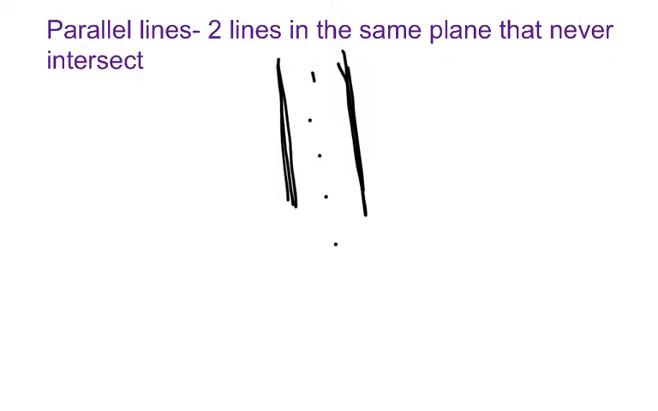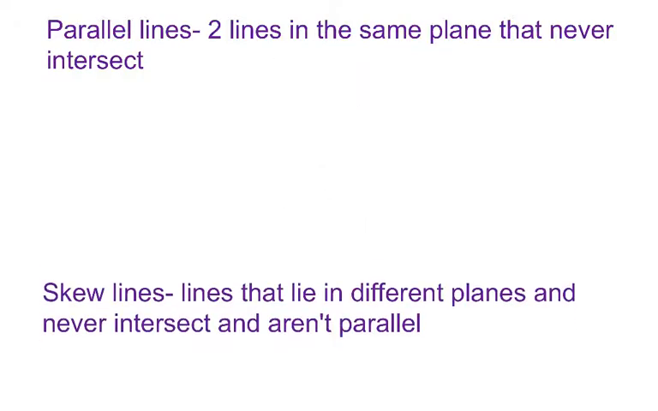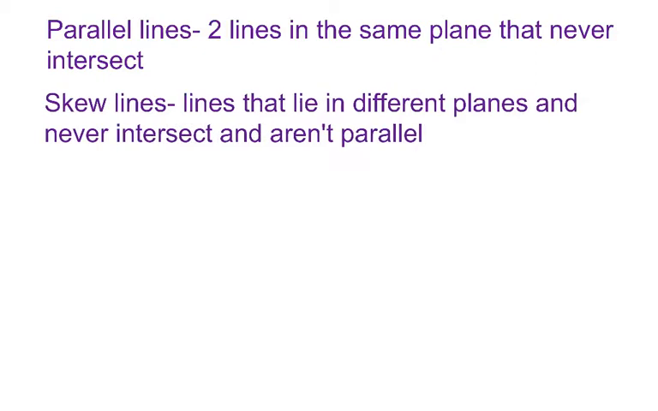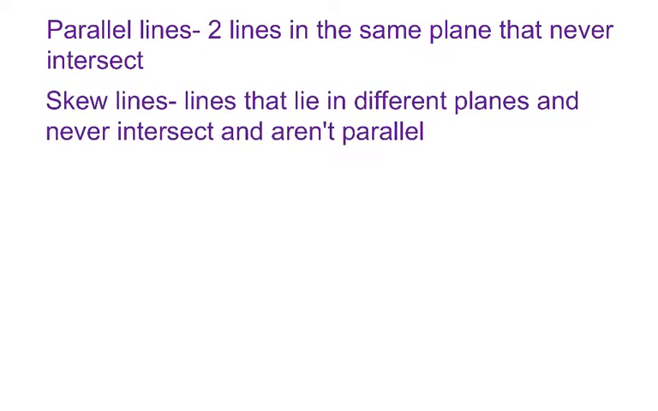Now there's another type of lines. We have intersecting lines, but let's talk about skew lines. You have no clue about skew? Well, don't skew up as you write this down. Skew lines are lines that lie in different planes, and they never intersect, and they aren't parallel.